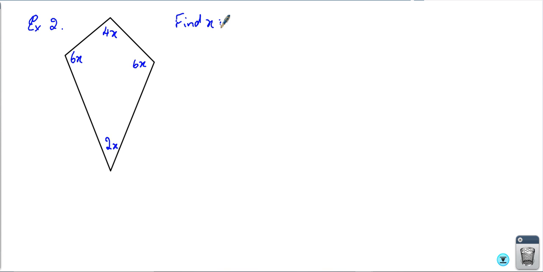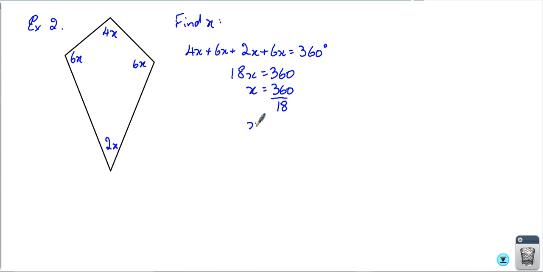I know there's only one fact which I need to remember, that the sum of the interior angles is up to 360 degrees. So I have 4x plus 6x plus 2x plus 6x is equal to 360 degrees. Adding these together, I get 4 and 6, 10, and 2, 12, and 6, 18. So 18x is 360. So x is 360 divided by 18. X is equal to 20 degrees. Okay, so this is how this information is going to be used.